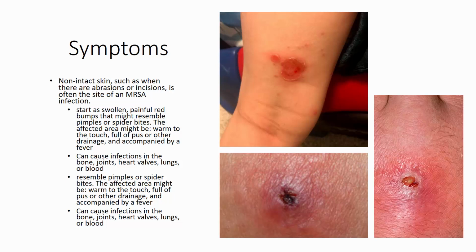So the reason we worry about MRSA, it can cause infections in the bone, in the joints, in the valves, and in the lungs. So if we don't catch it in time, it's going to progress, and it's going to become a systemic infection, and then it's much harder to treat.